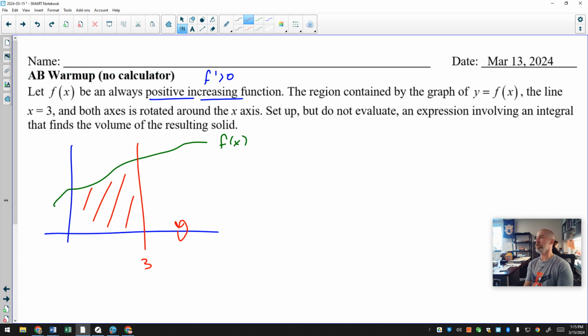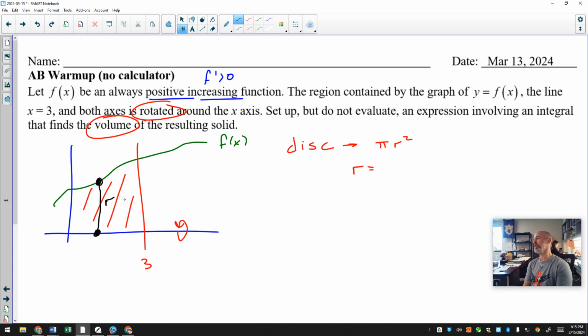Every single rotational volume problem is going to be a disk or a washer. What is this one? It's a disk. There's no empty space between the region and the axis of rotation. A disk is a calculus word for circle. The area of a circle is pi r squared. And the radius, you always draw your radius from the axis of rotation to the boundary, which is up here.